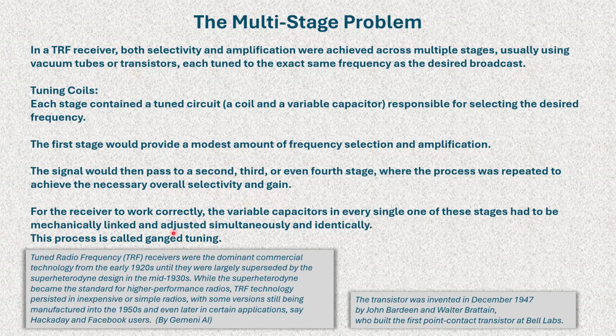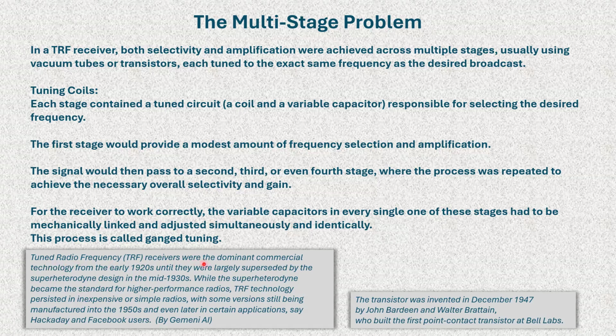For the receiver to work correctly, the variable capacitors in every single one of those stages had to be mechanically linked and adjusted simultaneously and identically. And we'll see how that was done. This process was called gang tuning. Right? All right, so a little bit of a thing going on here.